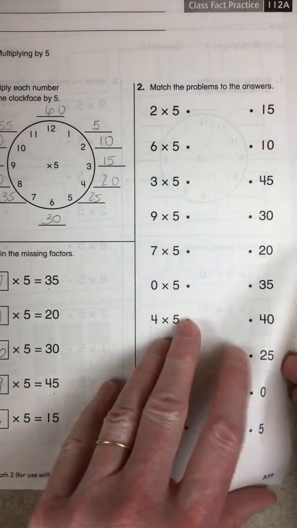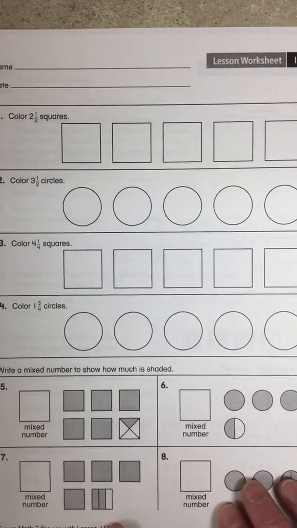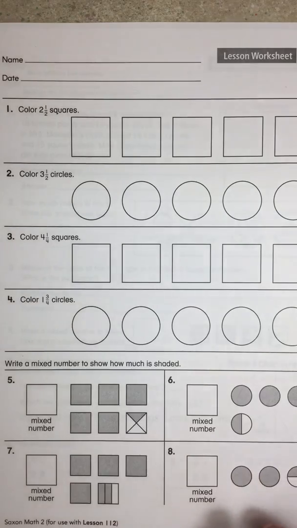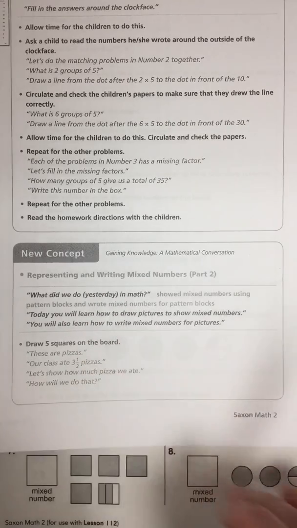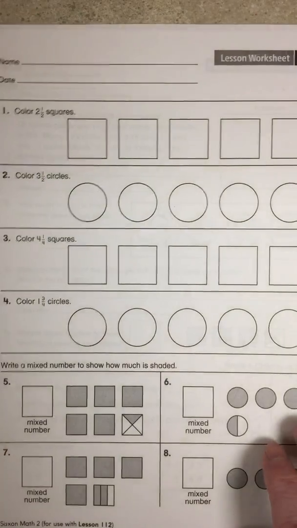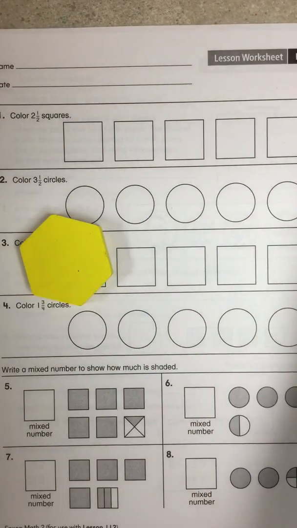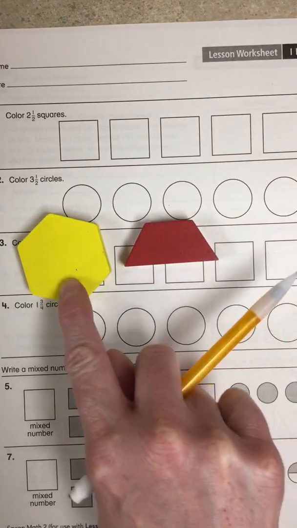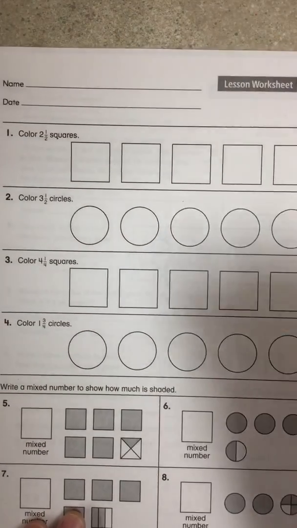Welcome back. Done with fact practice. We're on our Representing Mixed Numbers Part 2. If you're following along in your lesson, it's starting right here. And when it's asked about what we did yesterday, we did mixed numbers with pattern blocks, if you remember that. This is 1 1/2. What's different this time is you get to color.